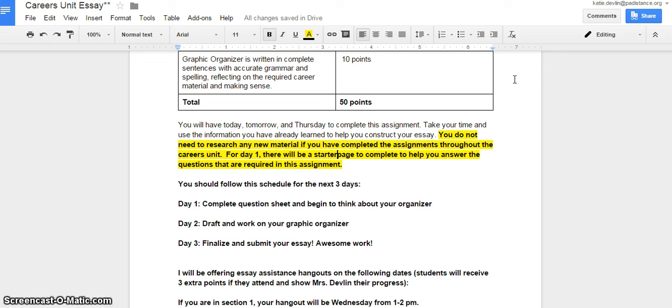Tomorrow, I will put a copy of the organizer you are to submit. It needs to be that organizer because there are required questions on it, and you will start working on it. The organizer will be due on Thursday, and everything on it needs to be written in complete sentences with detail.